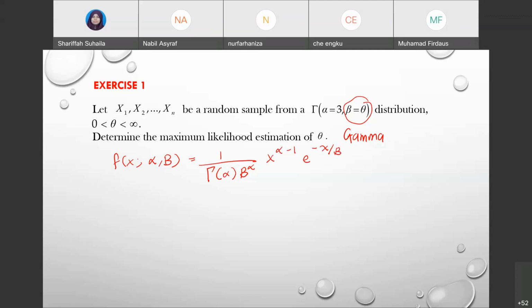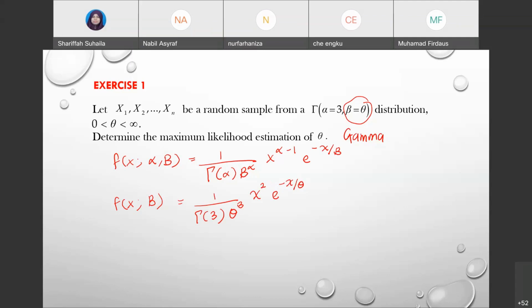Okay. So now kita replace dulu. Kita replace alpha equals to 3, beta is equals to theta. So again, katakan sekarang kita ada beta je lah, so gantikan gamma 3. So beta, you have theta over alpha. So this one, x alpha minus 1, so x square, exponential negative x over theta.